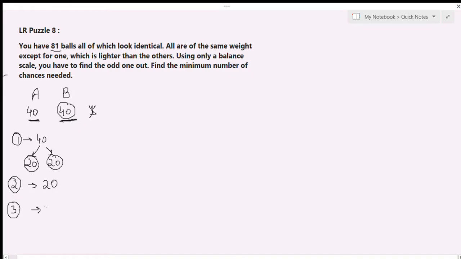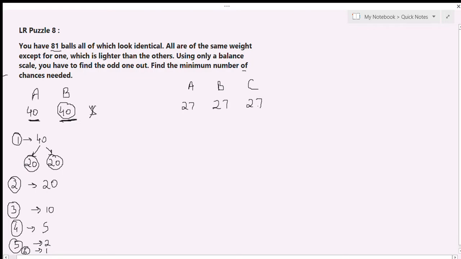Similarly, after the third chance, I'll be left with 10. After the fourth chance, I'll be left with 5. After the fifth chance, I'll be left with 2. And after the sixth chance, I'll be left with 1. Why does this happen? Every time the number of balls keeps getting halved. But think of this problem from another perspective. Instead of dividing the balls into two equal halves, divide them into three equal groups.